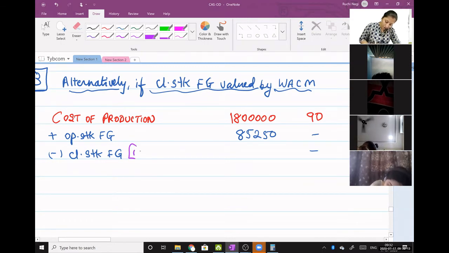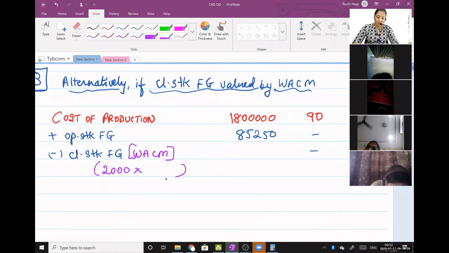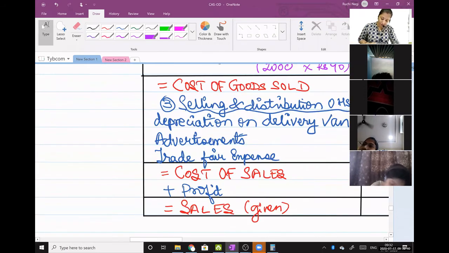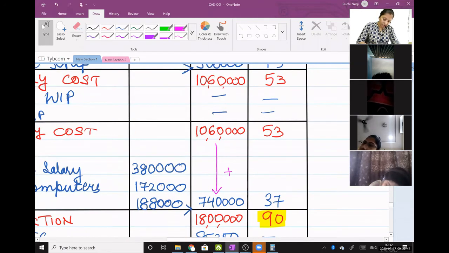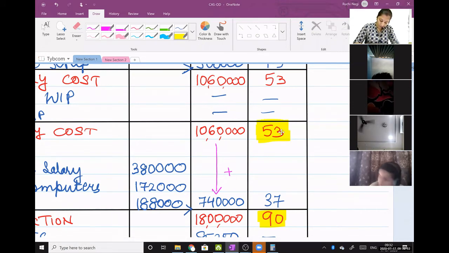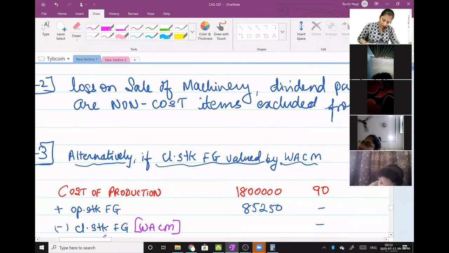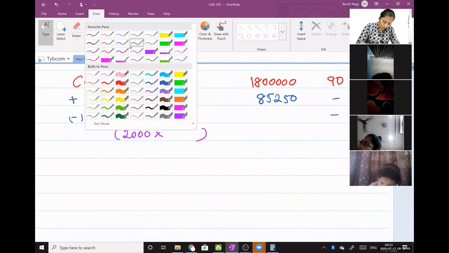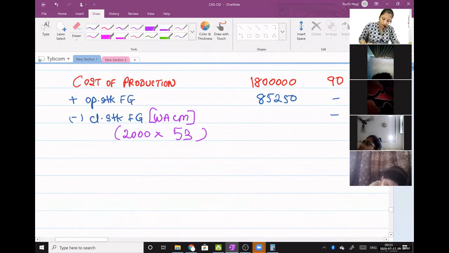So now we are doing which method? Weighted average cost method. Okay, so 2000 units multiplied with. Can anybody tell me which rate I will multiply with? By weighted average method, which rate will I multiply with? Yes, Swapni, very good. The net factory cost rate, that is 53 rupees. Okay, net factory cost 53. Very good. So 2000 into 53.